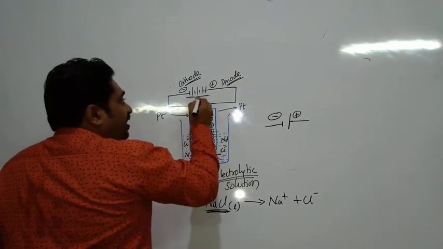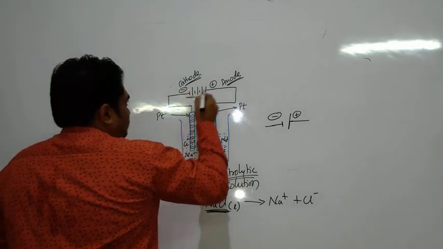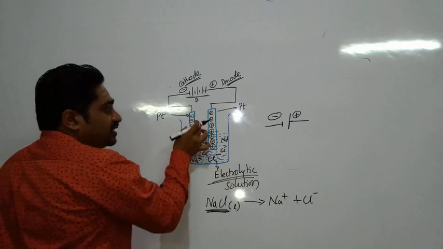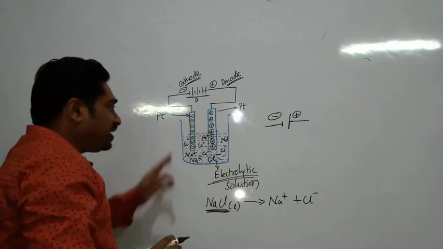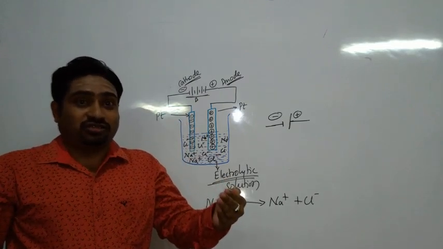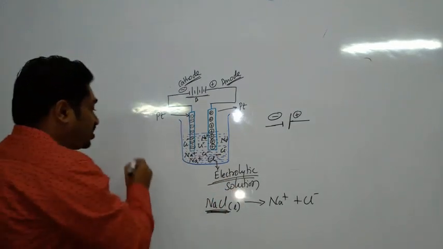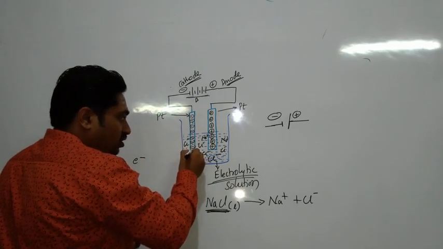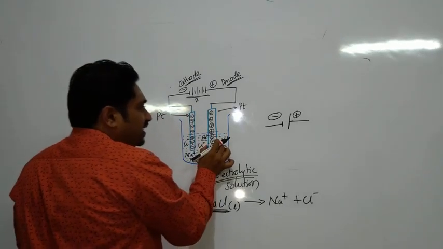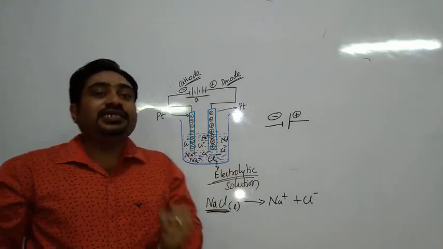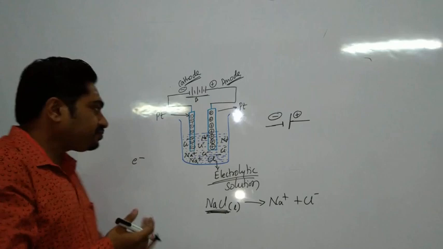See, when the electrical current is passed through these two electrodes, what happens? This electrode is negative in charge. Negative in charge means what? It contains excess of electrons. Negatively charged means what? Electrons are negatively charged. So here it contains excess of electrons. The positive charge indicates deficiency of electrons.